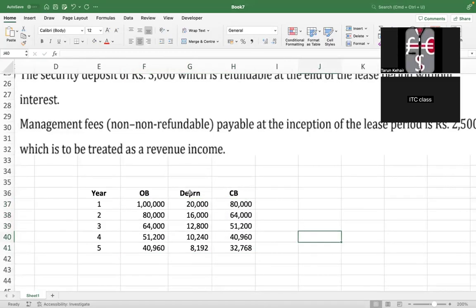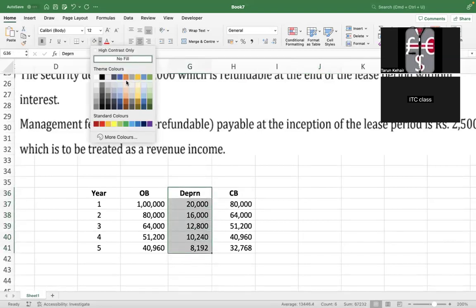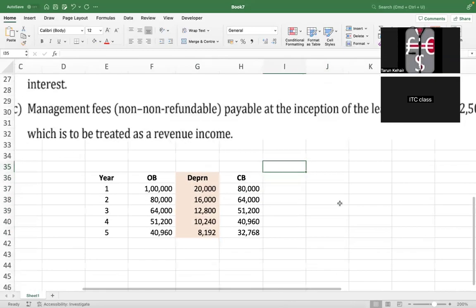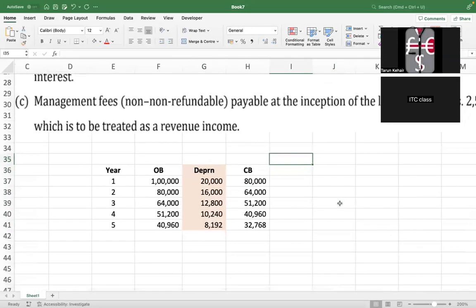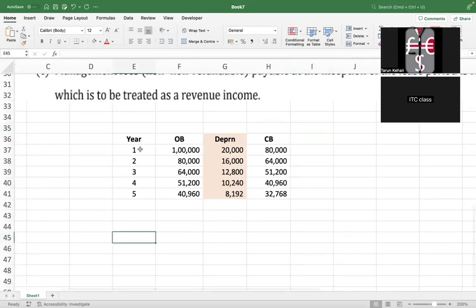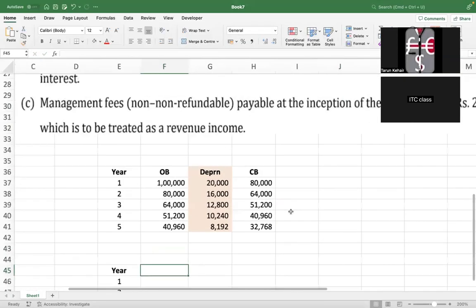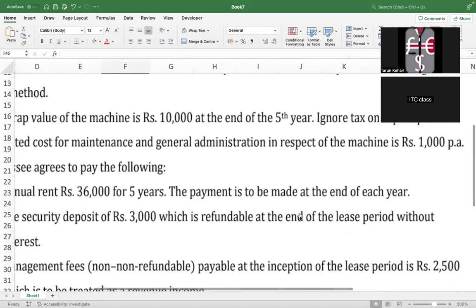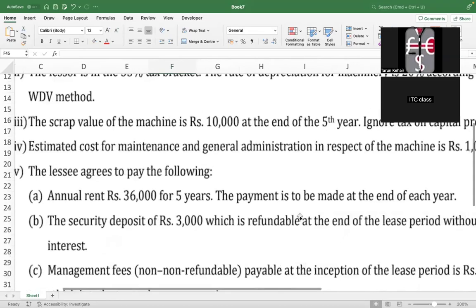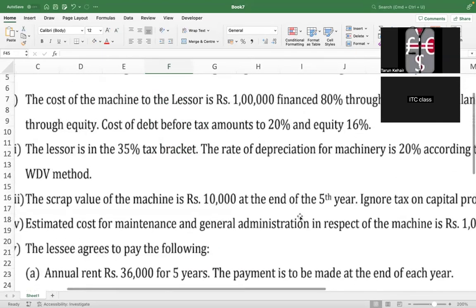Clear? Now, this portion, depreciation, will go to your P&L. Correct? So we'll start with the estimation of the cash flows. First of all, you have your operating expenses. Let's look at it one by one.